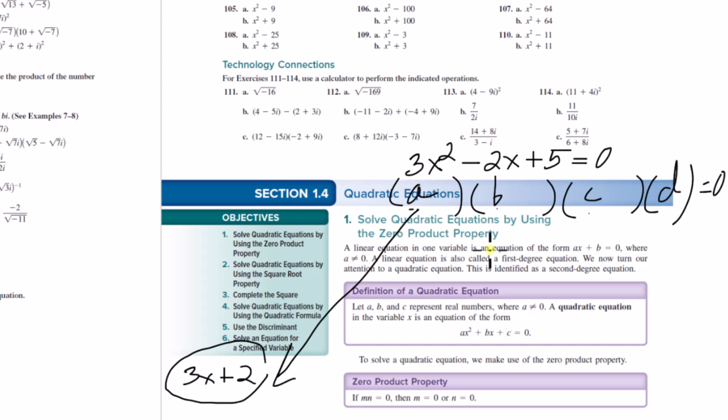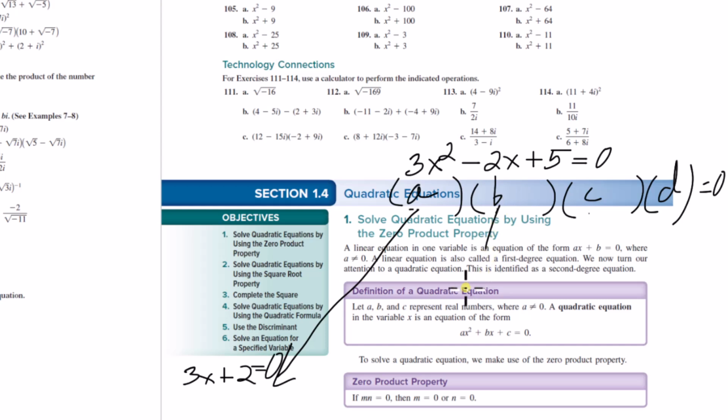That would satisfy the equation regardless of what B, C, and D are, because it doesn't matter what B, C, and D are. You're multiplying them by 0. 0 equals 0. So what you do is you set this equal to 0 and solve for x, and that's going to be a solution.